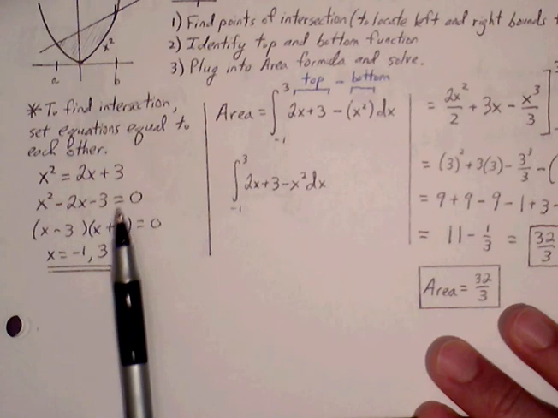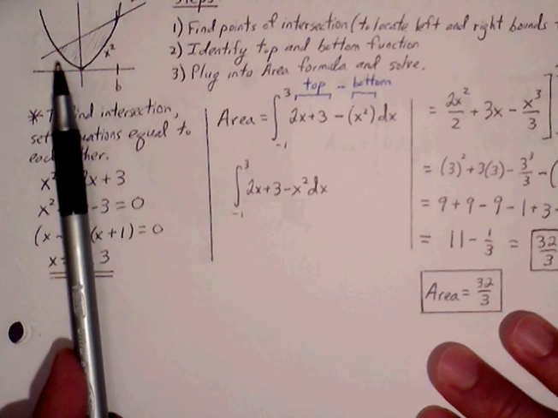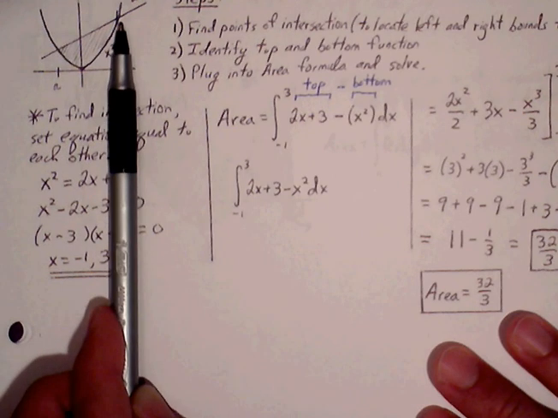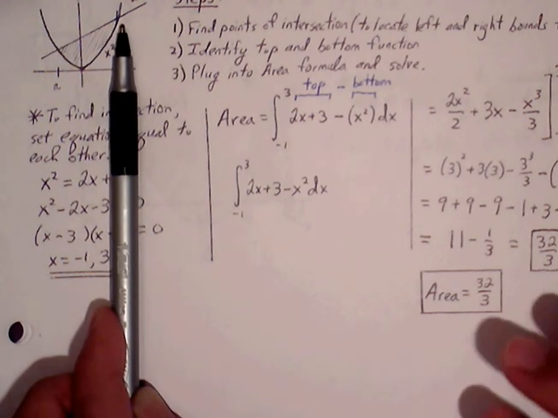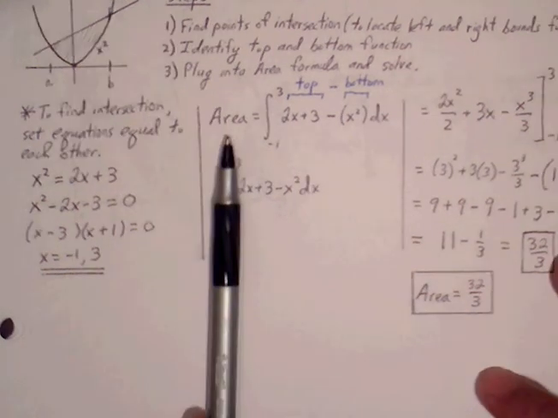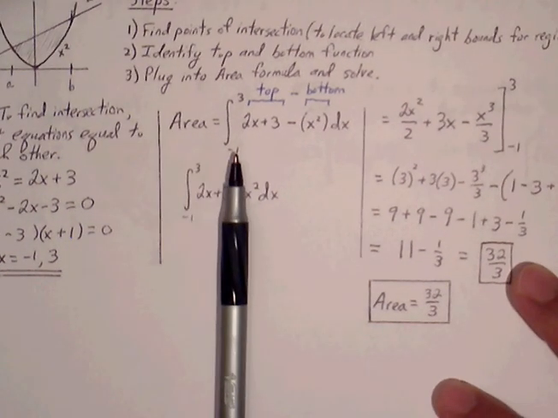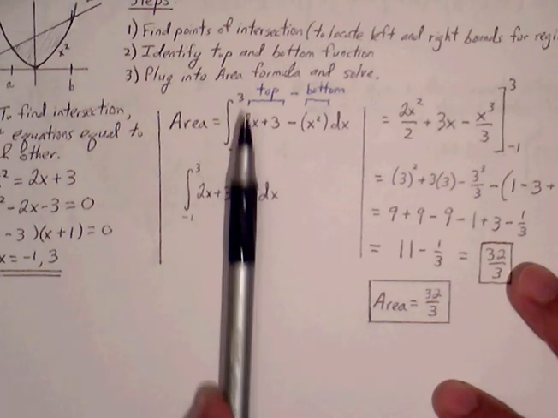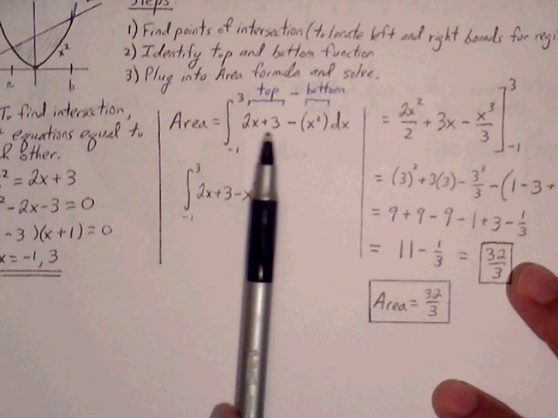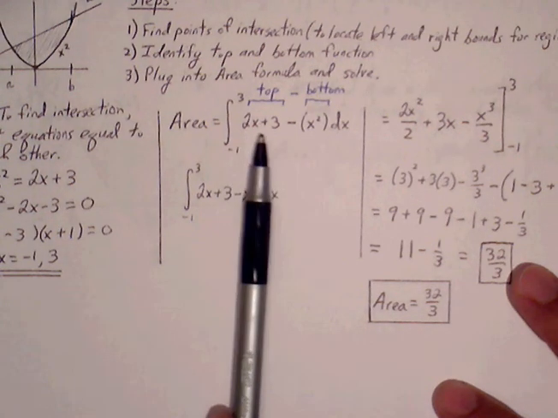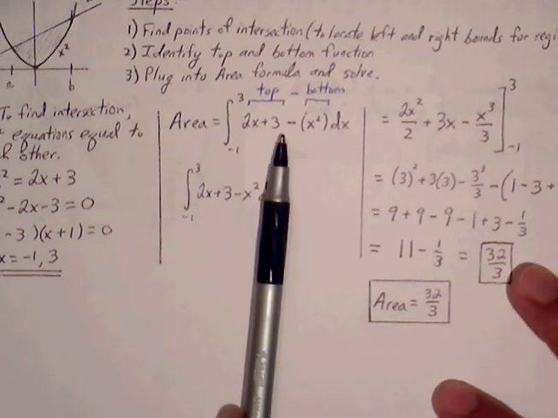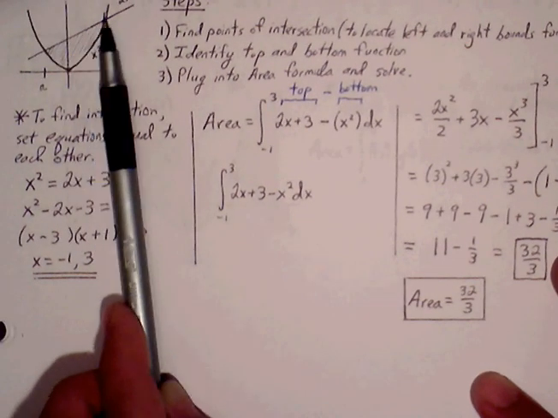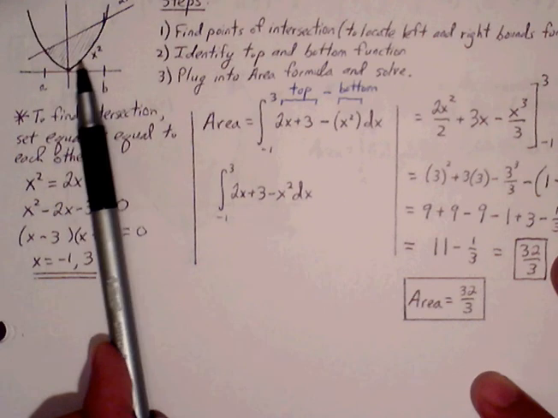So these x values tell us our left bound of this shaded region and the right bound of this shaded region. So then we plug into our area formula, which is a definite integral from our left x value to our right x value. Top curve, in this case our top curve, our top function, our top graph is the 2x plus 3. As you can see, that is consistently always the top between the two regions.